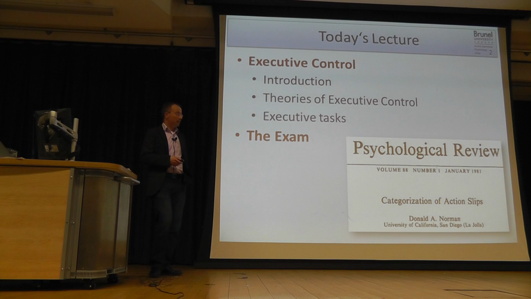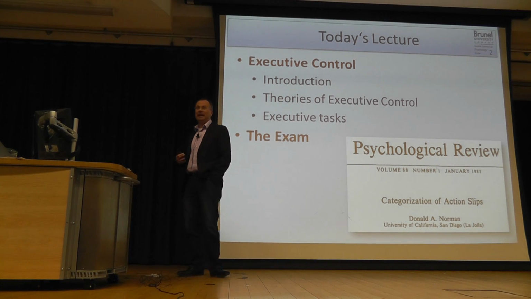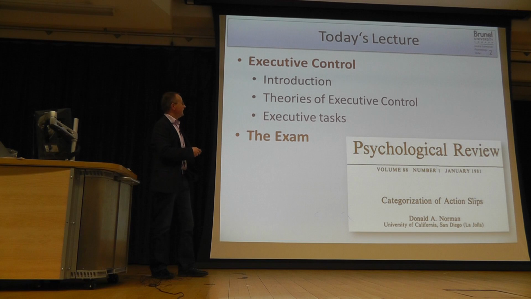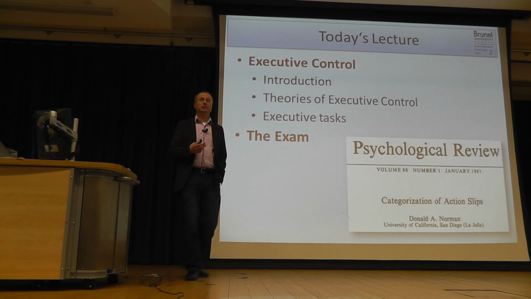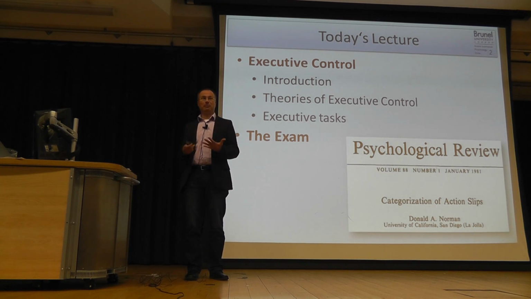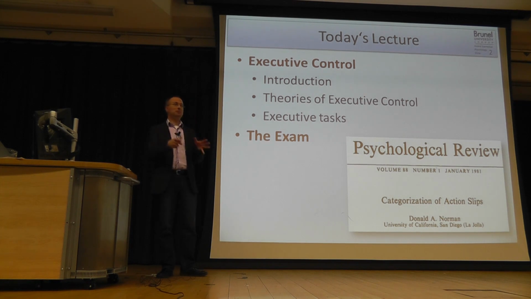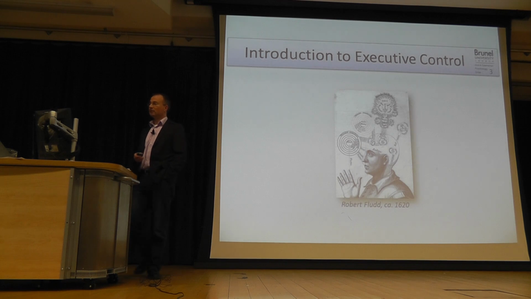The recommended reading of this week is a paper by Donald Norman, called Categorization of Action Slips, and it's rather entertaining to read. It fits into this idea of the supervisory attentional system and everyday mishaps which happen to us. How can you categorize them and how can they be explained in this context? We will see that later in a bit more detail.